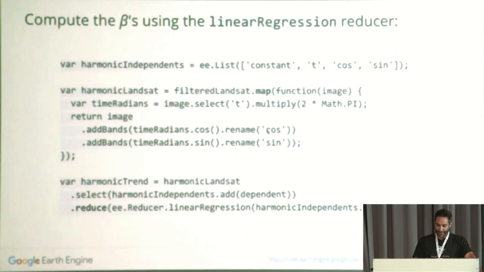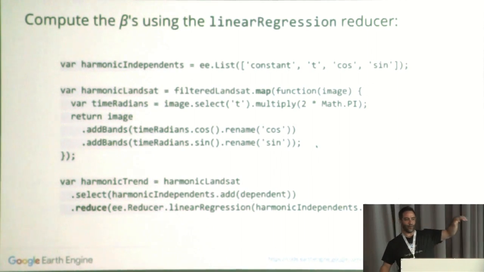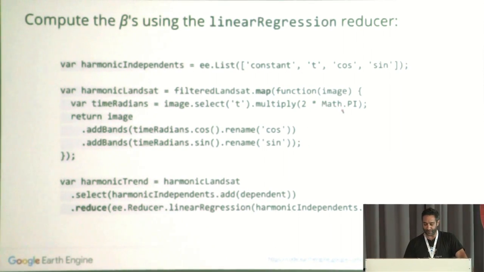And I'm going to return the image with the cosine term, so just time radians dot cosine, time radians dot sine, and then rename those cosine and sine. So adding the 2 harmonic bands. So if you remember the previous mapped function that we did, we added the constant and the time term. Now we're using the time term, converting it to radians, and adding the sine and the cosine of those 2 things.